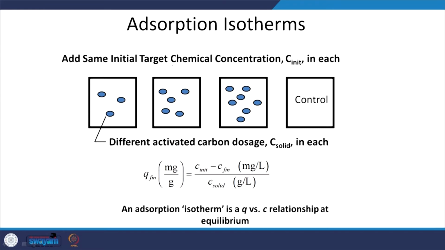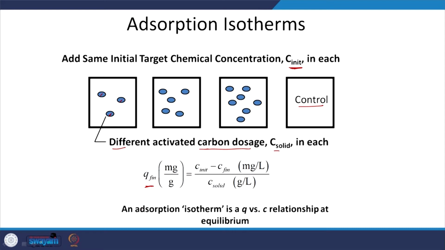Add the same initial target chemical concentration in each of them, right? And different activated carbon dosages in each. So the compound of interest, C initial, the concentration of the compound of interest initially is the same, but the dosage is different. You see, relatively less, more media, and then one control. After, let's say, 6 days, or depending upon the kind of compound, 4 days or such, you are going to mix it and then let it reach equilibrium, and then you are going to check this. What is this Q? Q final, it's milligram per gram units. Let's see how it comes.